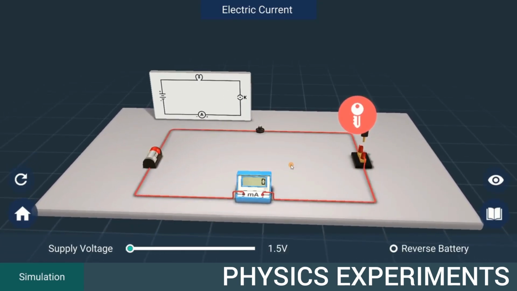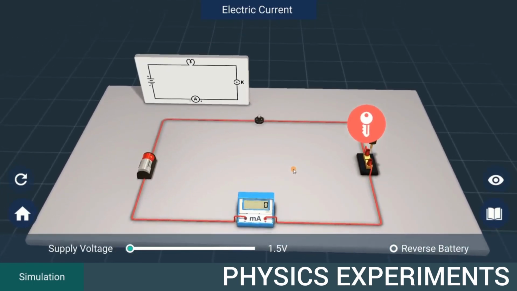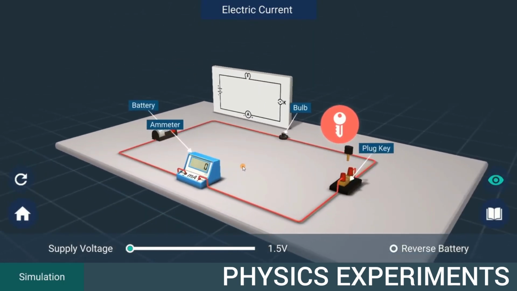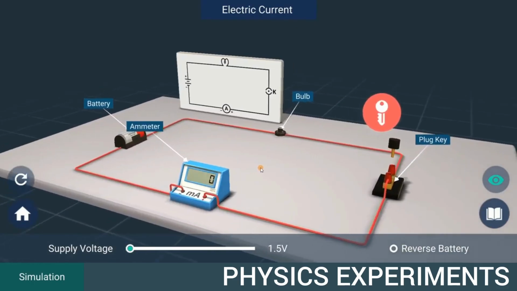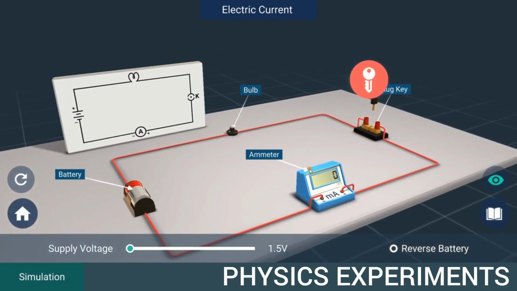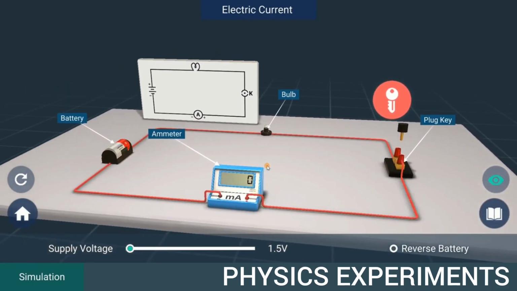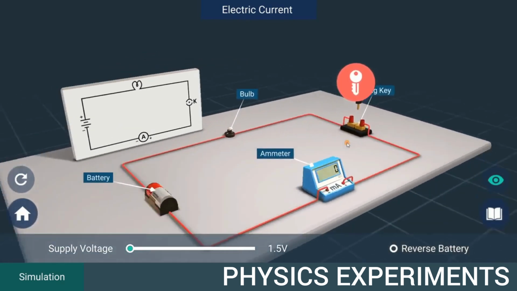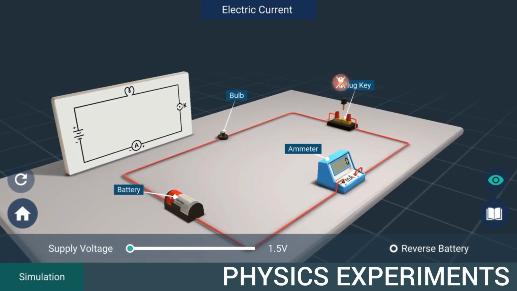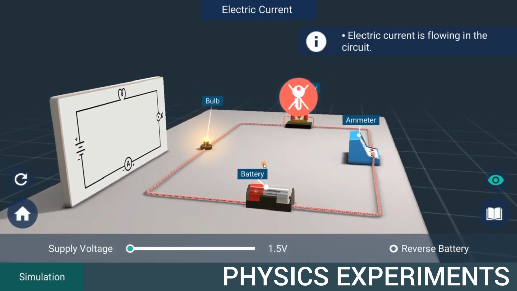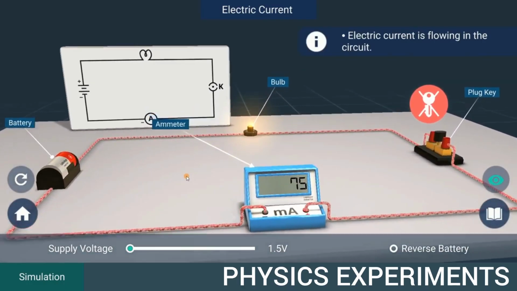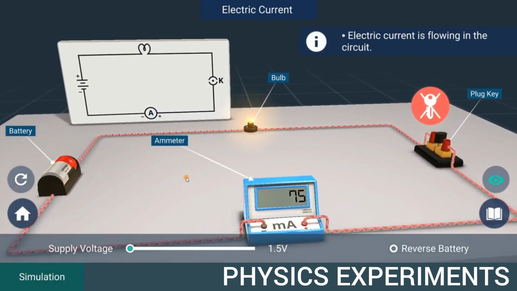Consider a simple circuit connected with a cell, plug key and a bulb in series with an ammeter to measure the current. Insert the plug key and observe the flow of current. We can see that there is an electric current flowing in the circuit which turns on the bulb. The charges are supplied by the cell which set up electric current in the circuit.